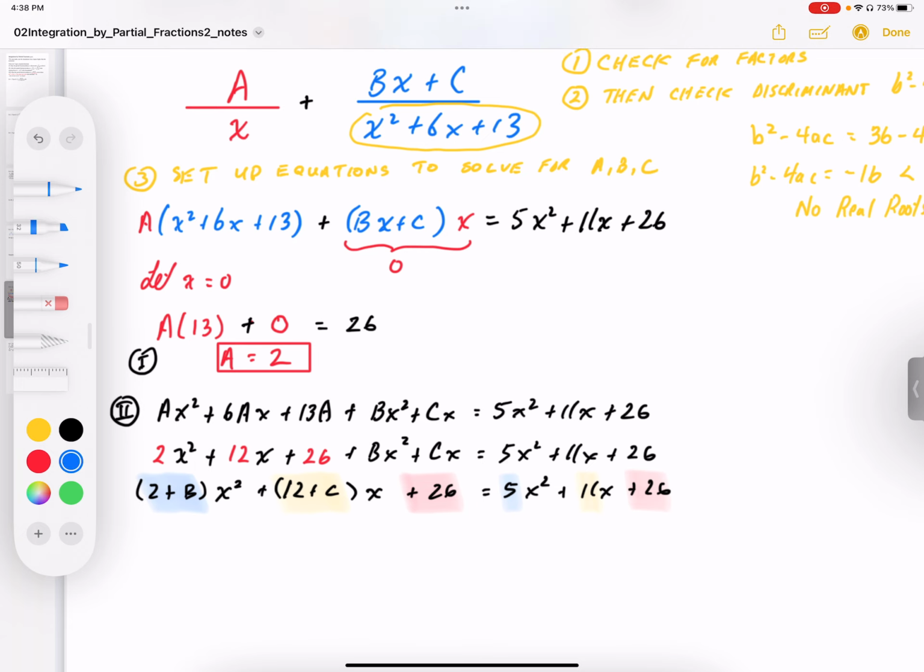Solving for B first, I know that 2 plus B is equal to 5, which makes B equal to 3. I can set up an equation for C: 12 plus C is equal to 11, so C works out to be negative 1. So I've solved for A, B, and C, and then I can set up my partial fraction.